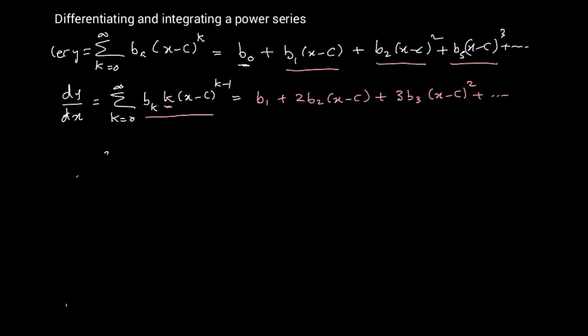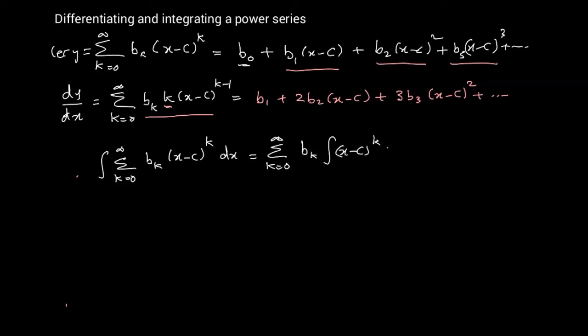Now, in a similar way, we can also integrate an entire series. Suppose that we wanted to get the integral of the sum from k equals 0 to infinity of bk (x minus c) to the k dx. Then that can be written as the sum from k equals 0 to infinity, bk is a constant, of the integral of (x minus c) to the k dx. That's a very straightforward integral.